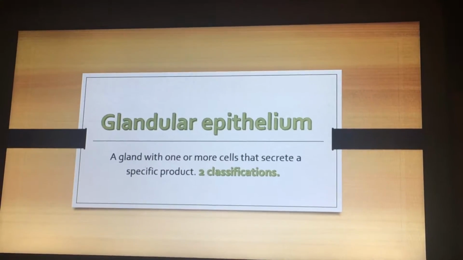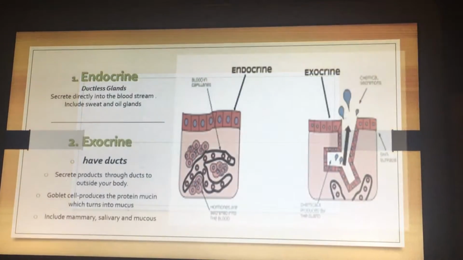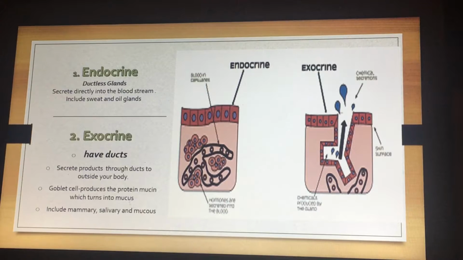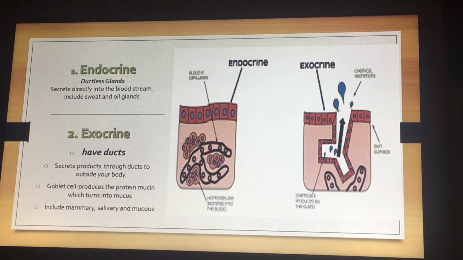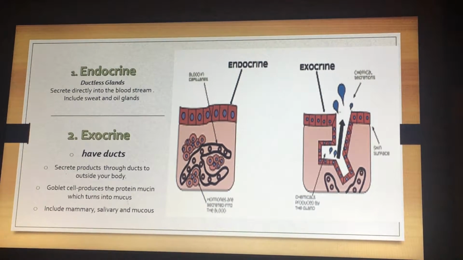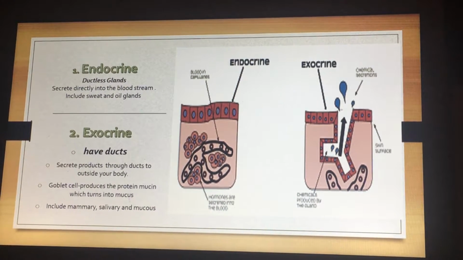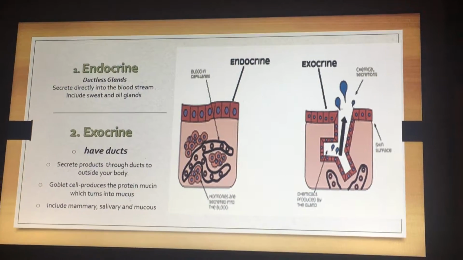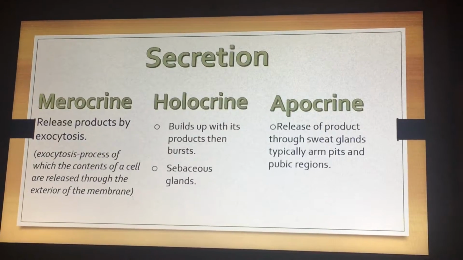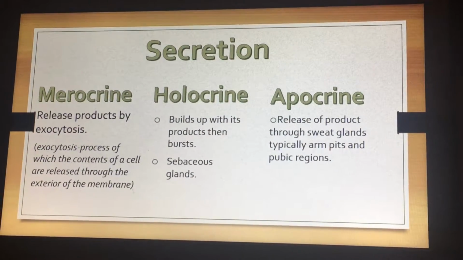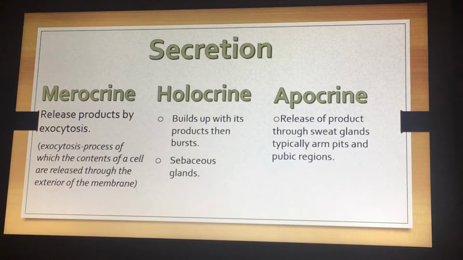Glandular epithelium is a gland with 1 or more cells. They have endocrine and exocrine. Endocrine is ductless glands which secrete directly into the bloodstream. Exocrine has ducts and secretes products through ducts to the outside of your body. They have 3 ways to secrete: merocrine, holocrine, and apocrine.